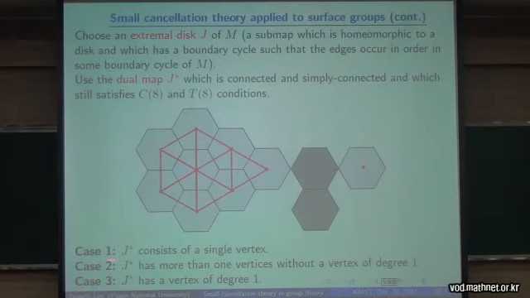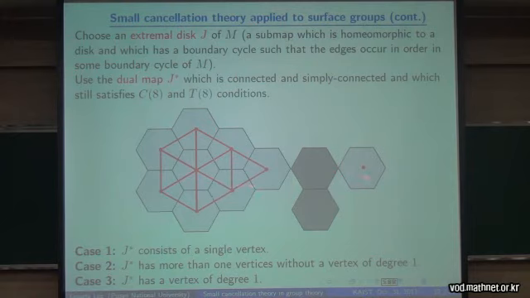And first case, J star consists of a single vertex just like this. Then the boundary cycle, in this case, obviously, the boundary cycle of the whole map passes through all the edges of this face like this.